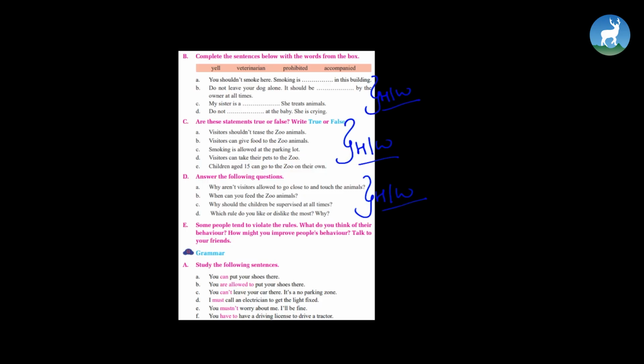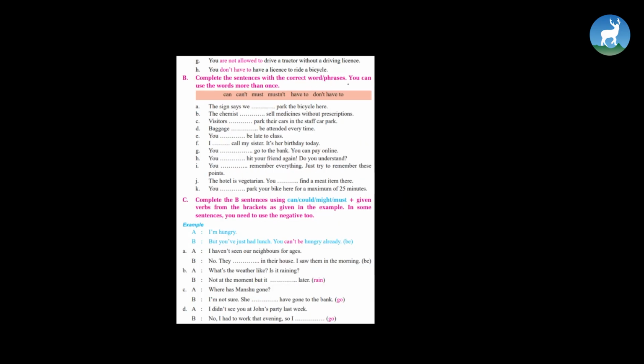Now let's go to grammar. Study the following sentences. You can put your shoes there. You are allowed to put your shoes there. You can't leave your car there. It's a no parking zone. So this is also similar to rules and regulations, what you can and you can't do. Complete the sentences with the correct words, phrases. You can use the words more than just once. Try this once. Now let's look at C.